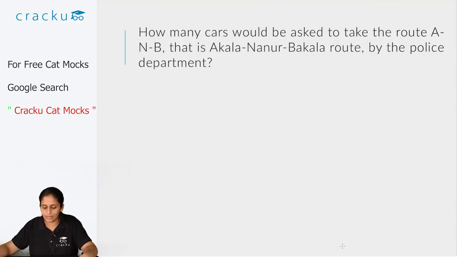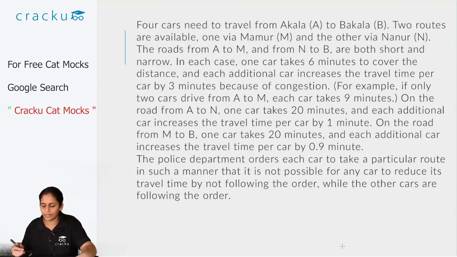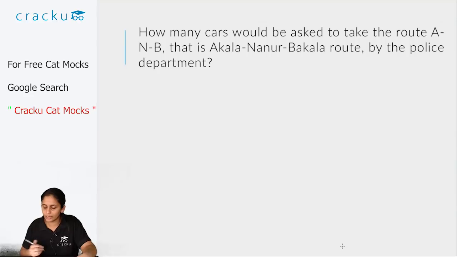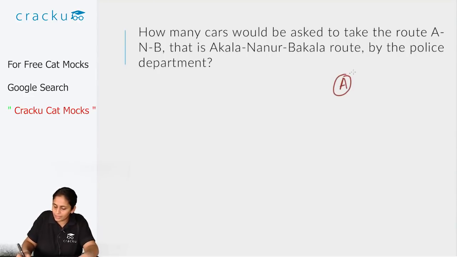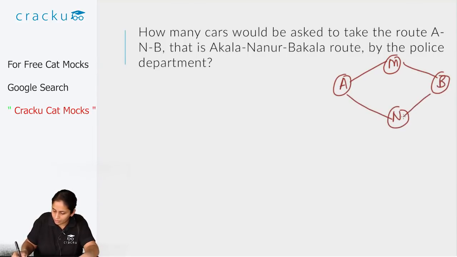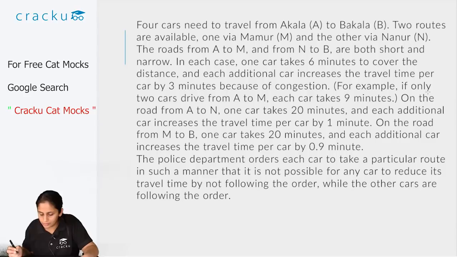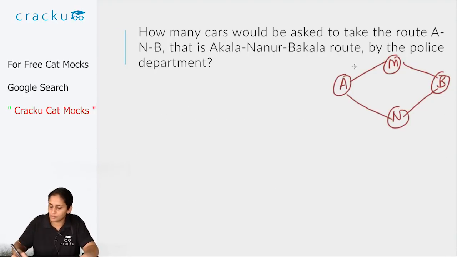So first let's try to draw the network diagram for this. The network diagram for this will be like this, that is A, M, B and A, N, B, and this is 6 minutes plus 3 minutes per extra car. So if the number of cars going is X, it will be 6 plus (X minus 1) times 3.